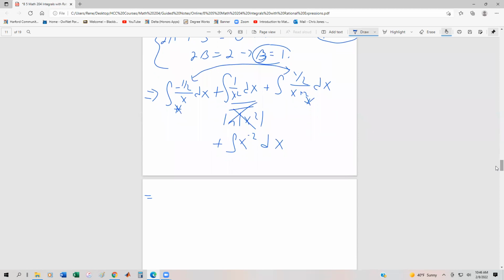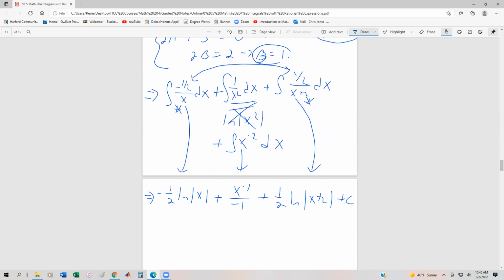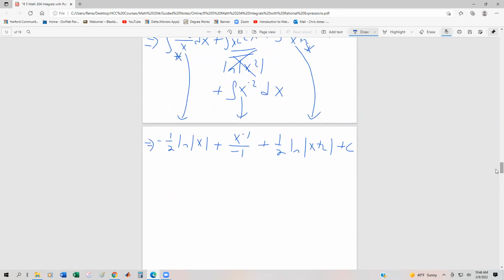One possible solution for this is going to be -1/2 natural log absolute x plus x to the -1 over -1, just by integrating this term, and then finally plus 1/2 natural log of x plus 2, plus C, from integrating this last term. Certainly we want to simplify this if at all possible. And this one actually simplifies pretty nicely.